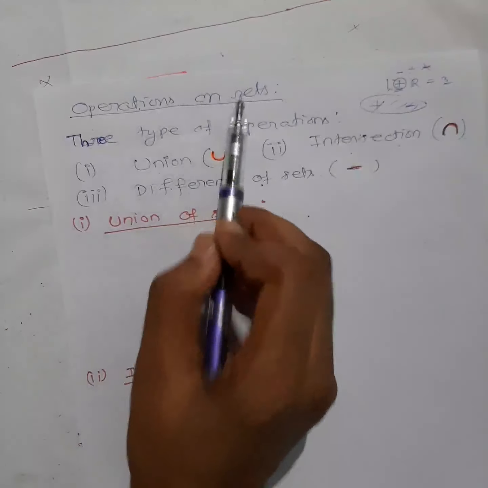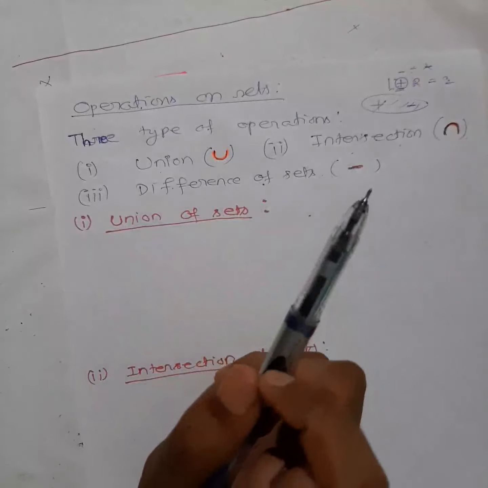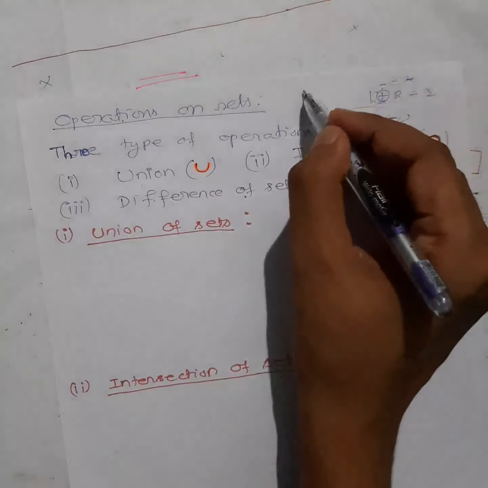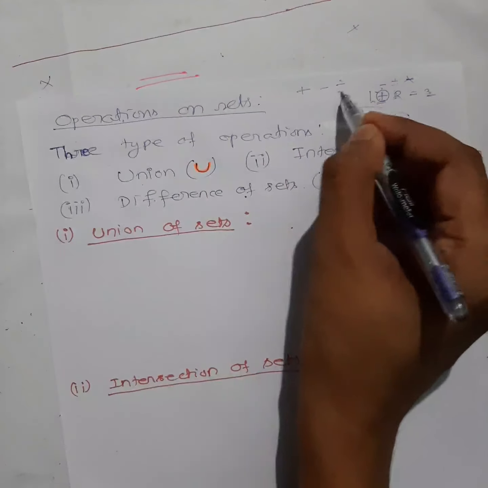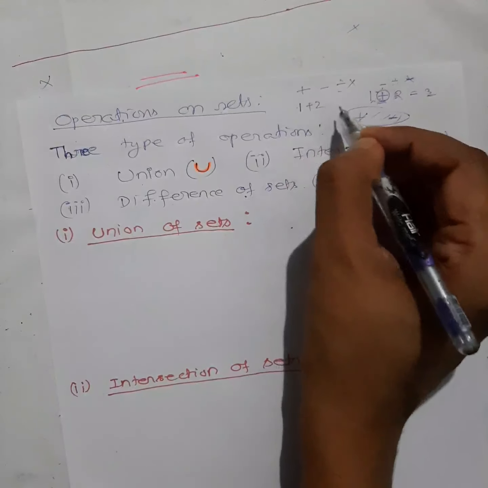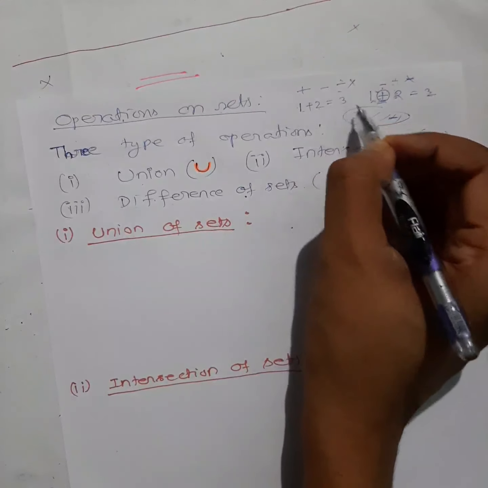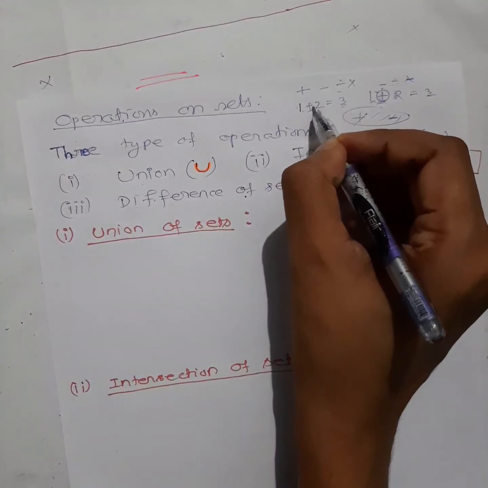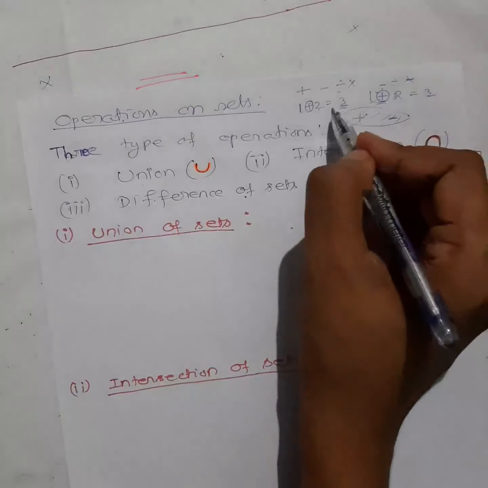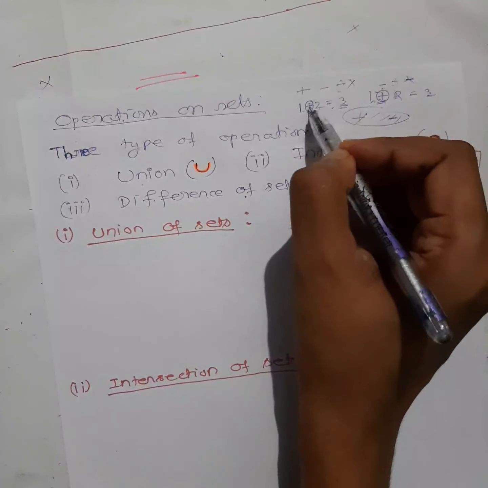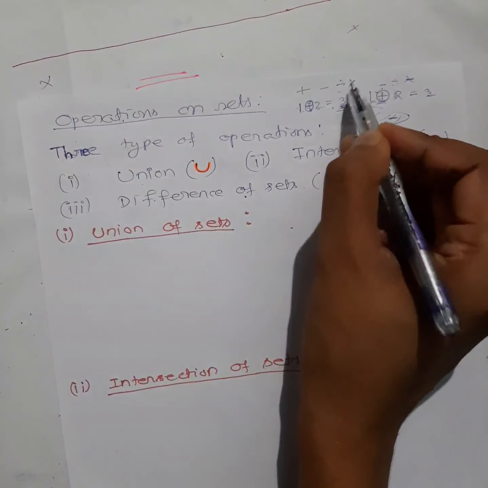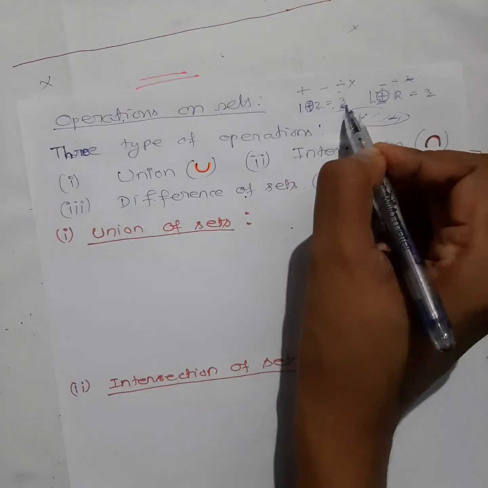So see here, operations on sets. Basically we have three types of operation right now, okay? In your lower classes you have studied different kinds of operations: plus, minus, division, multiplication. These are called operations. For example, if you add 1 plus 2, you get 3, right? So when we do an operation between two elements, you get a different element. If you take division, you also get a different element. Multiplication, you get some output, right?